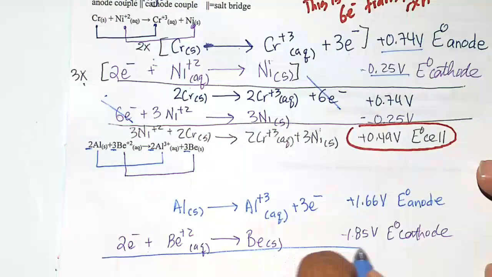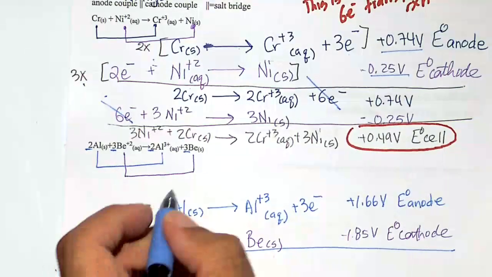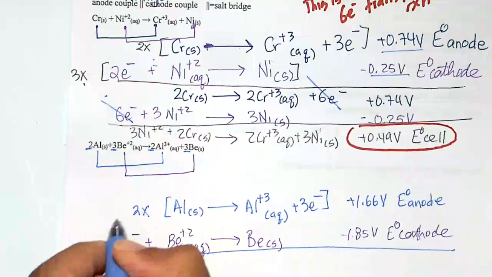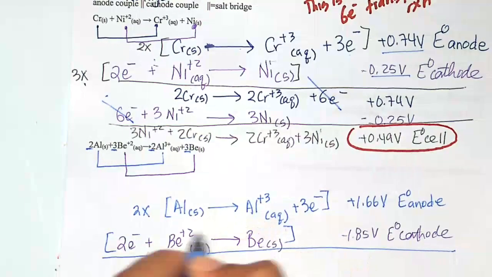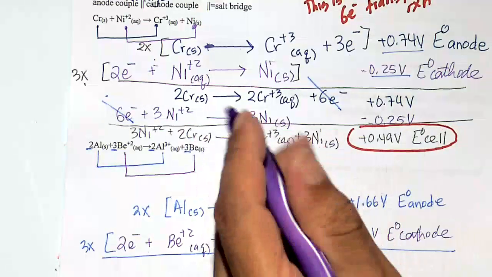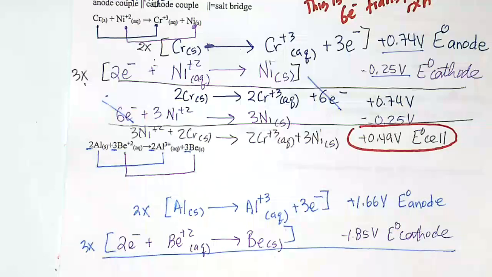This looks a lot like our previous problem, because what do we need to do? We'll multiply the top part by 2, and we'll multiply the bottom part by 3. So how many electrons are getting transferred here? Just like the previous problem, this is a 6 electron transfer reaction. We'll write it down.